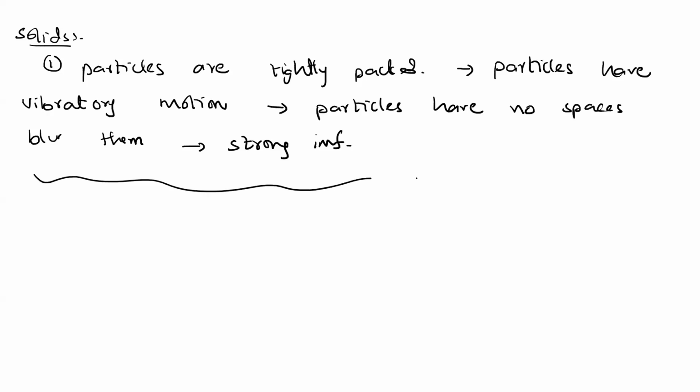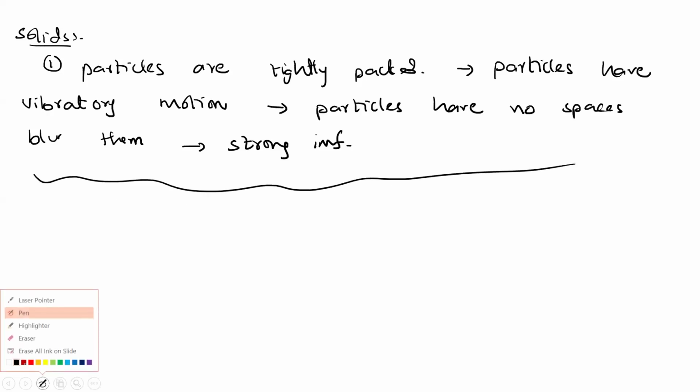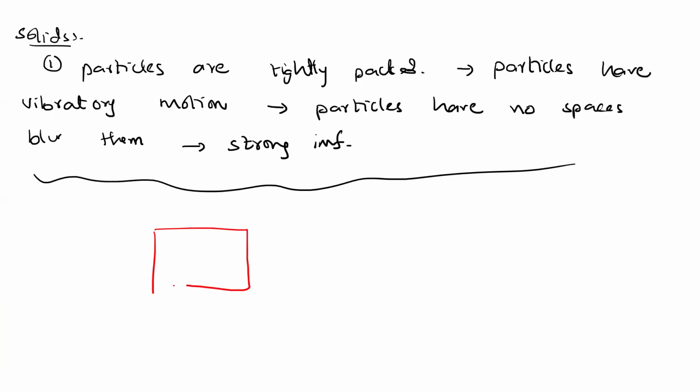Now, basically, we have to deal with the changes that happen when there are different states of matter, they interchange. So that is what we plan to study. So if we start the discussion with, for example, a solid, particles are initially all vibrating. They have vibratory motion.